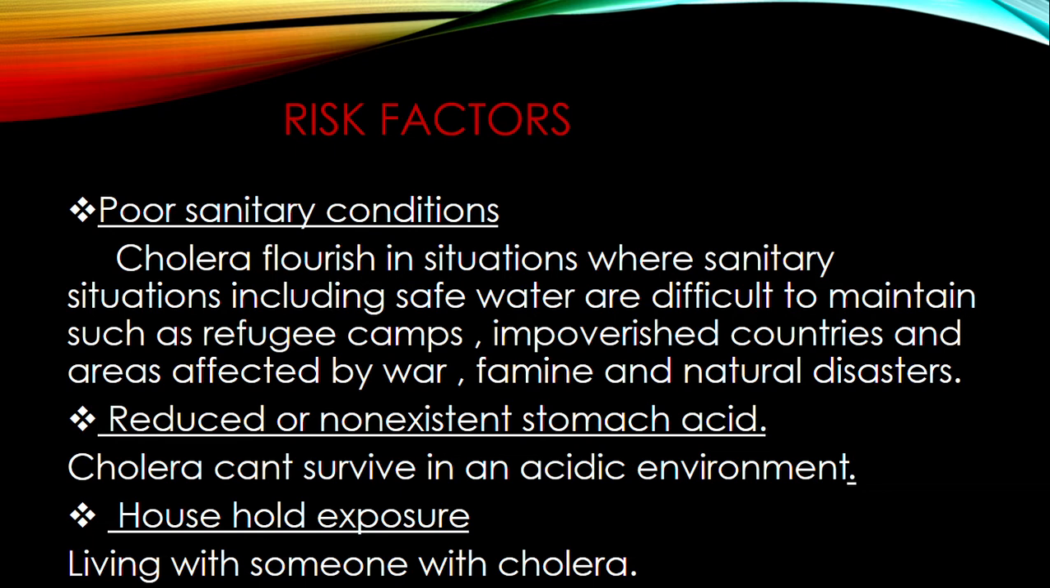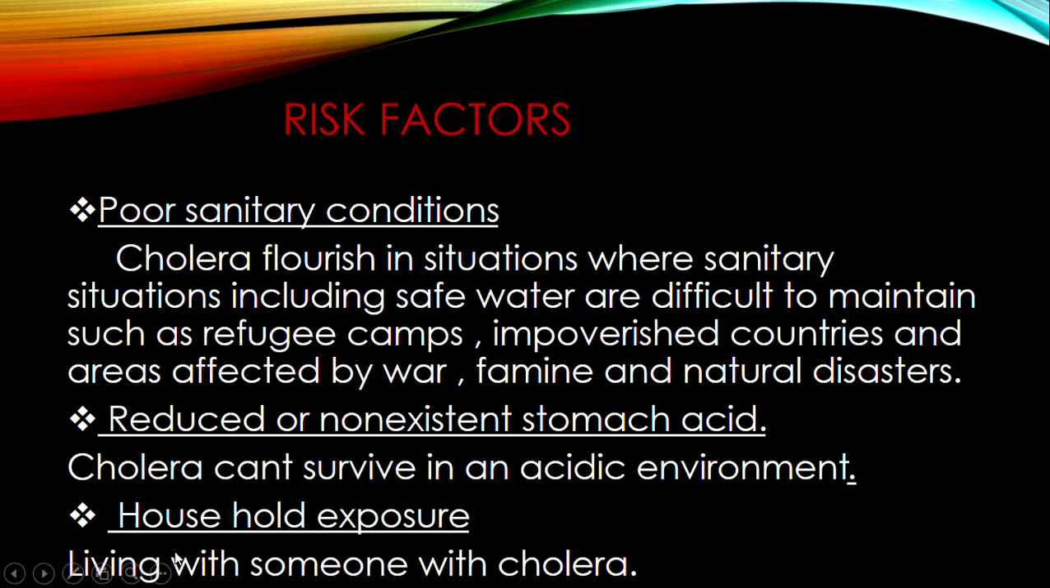The second point is reduced or non-existent stomach acid. This is so because cholera can't survive in an acidic environment. For example, we know that the stomach is acidic. So most of the bacteria, when they enter the stomach, won't survive. But the few that survive are the ones that are going to cause the infection in the intestines.